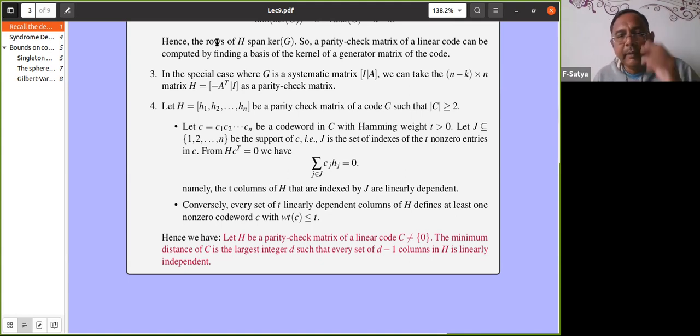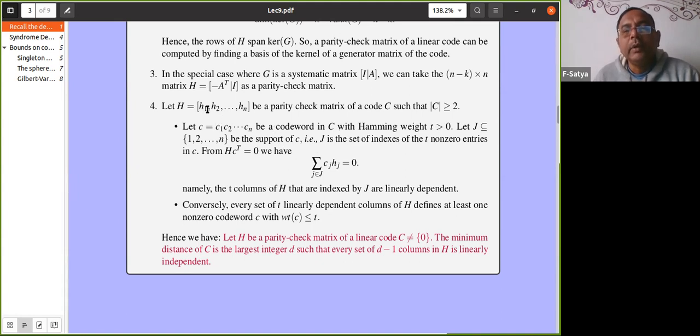Yesterday also I was trying this, and somewhere I made a mistake, so some typo may have happened. Okay, I'm repeating. H is a parity check matrix. These are columns: H1 is the first column, H2 the second column, like that. The columns are n only. How many rows will be there? We have n minus k rows. Now this is a code word, and the code word has some weight t. So I take a J where these entries are non-zero.